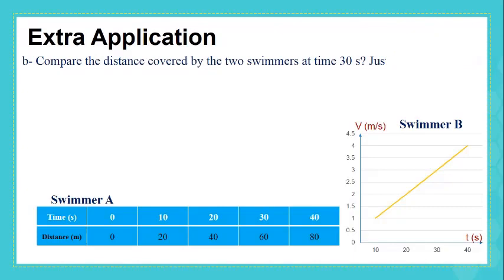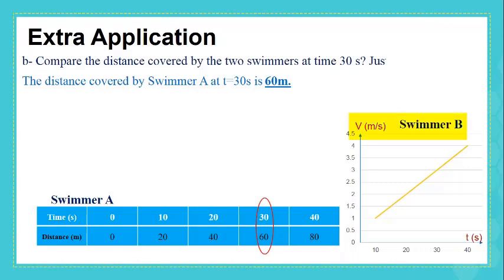The distance of swimmer A at time 30 seconds is given in the table, 60 meters. The graph represents the speed of swimmer B with time and not the distance covered by him. In this case, we have to calculate the distance at time 30 seconds. To calculate the distance, we have to multiply the speed by the time.